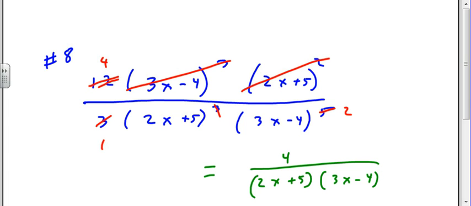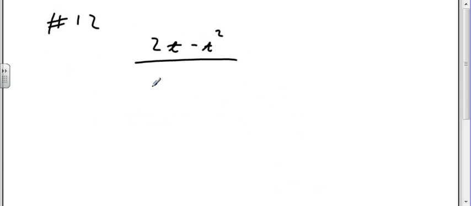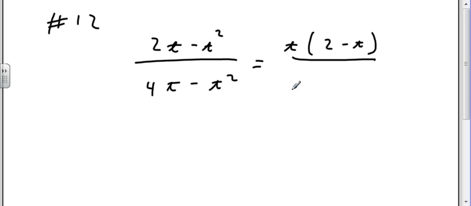All right, down to 12. 2t minus 4 squared, 4t minus t squared. All right, well, I can bring a t out, top and bottom. 2 minus t, 4 minus t. And then the t's can go away.